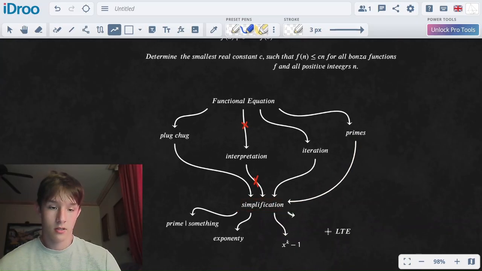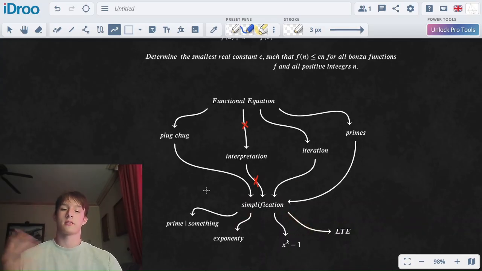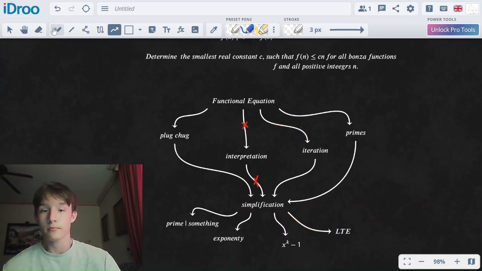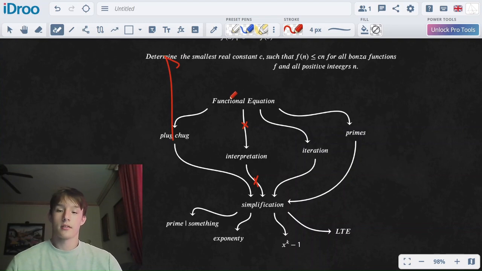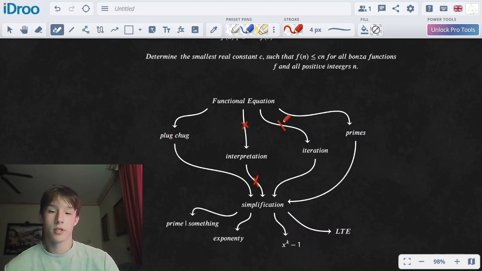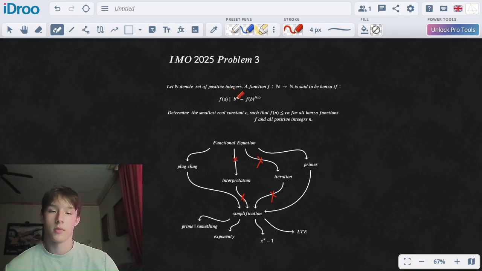Something like this. That's like our mind map. And the other thing is that iteration is not the way to go because after we iterate it, we can't really go to any of these. So there's nothing to iterate because A and f of A will never be equal, B and f of B will never be equal, so this is just bad.